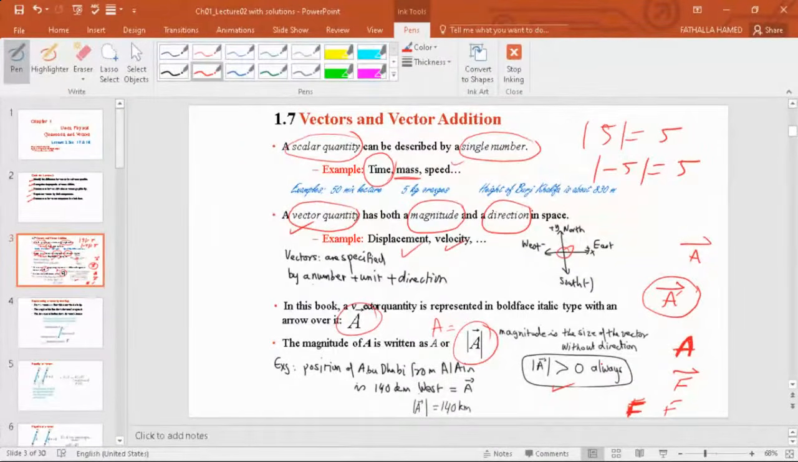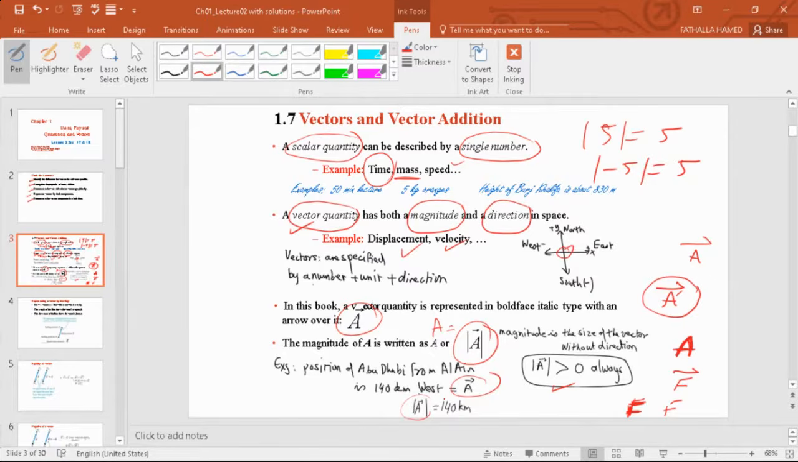And an example that we have here: the position of Abu Dhabi from Al Ain is 140 kilometers west. That's now a vector. But if I take the absolute value of that, it will be 140 kilometers, and I'm talking about the distance. So you have to distinguish. A distance is not a vector. I will say the distance between Al Ain and Abu Dhabi is 140 kilometers. But if I say the position or the location of Abu Dhabi from Al Ain, I will say 140 kilometers to the west.